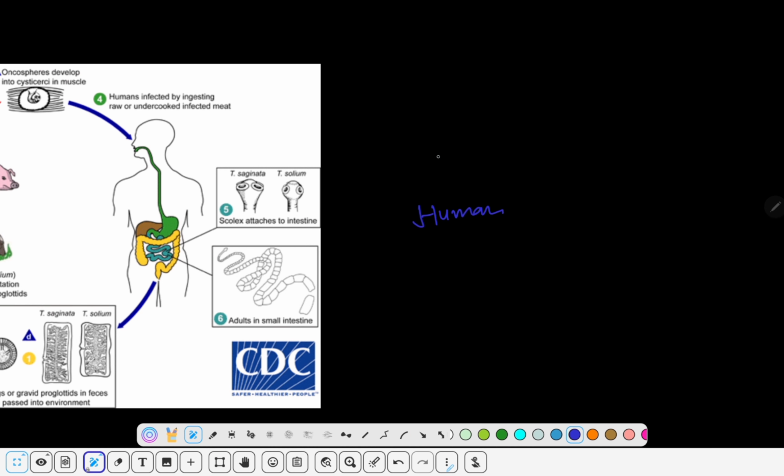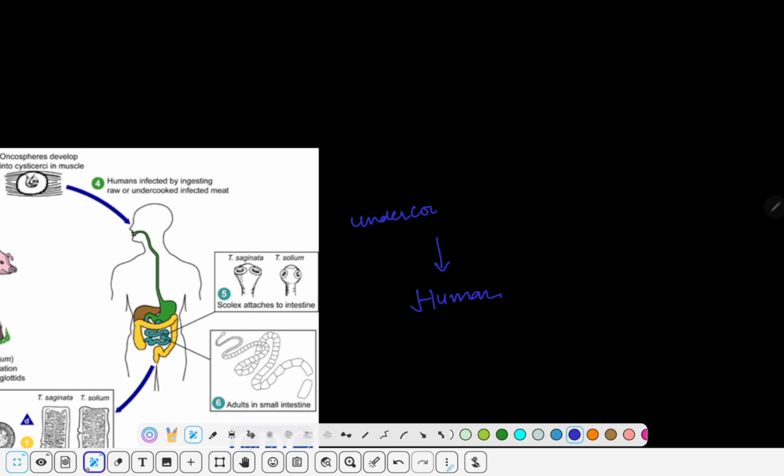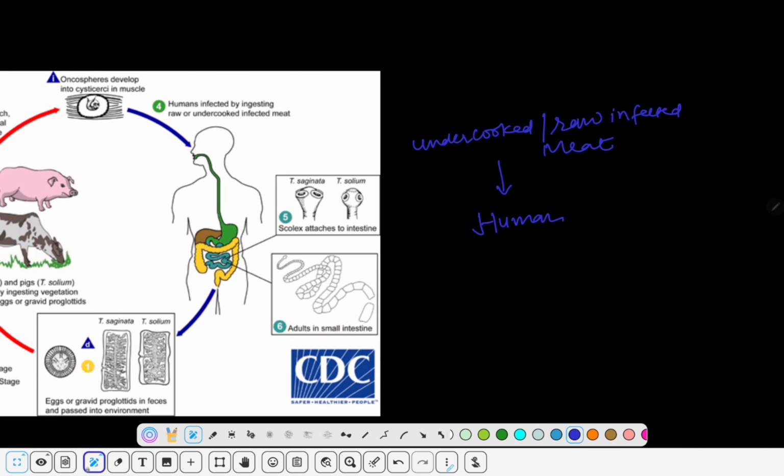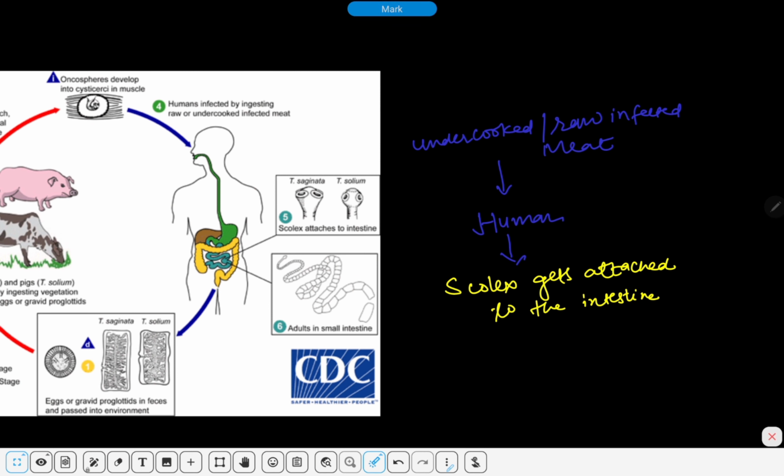There is a human who gets infected by eating undercooked or raw infected meat. The undercooked raw infected meat is ingested by the human, and then the scolex gets attached to the intestine. So what is the scolex? Let's talk about the scolex first.